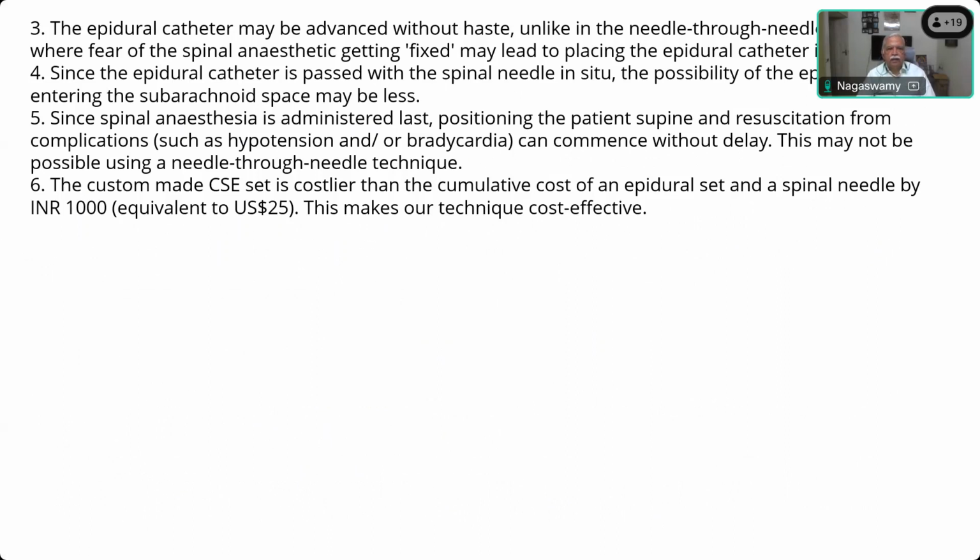If the epidural catheter is passed with the spinal needle in situ, there is a possibility of entering the subarachnoid space. The catheter may migrate into the subarachnoid space if it is introduced through the needle through needle technique. And spinal anesthesia is administered last after you introduce the catheter. Positioning of the patient to supine and resuscitation if there is any complication can be immediately started. Whereas if you have given the subarachnoid block first and there is hypotension, then immediately you have to make the patient lie down if you are doing it in the sitting position, give fluids, give ephedrine and all these things can be avoided.